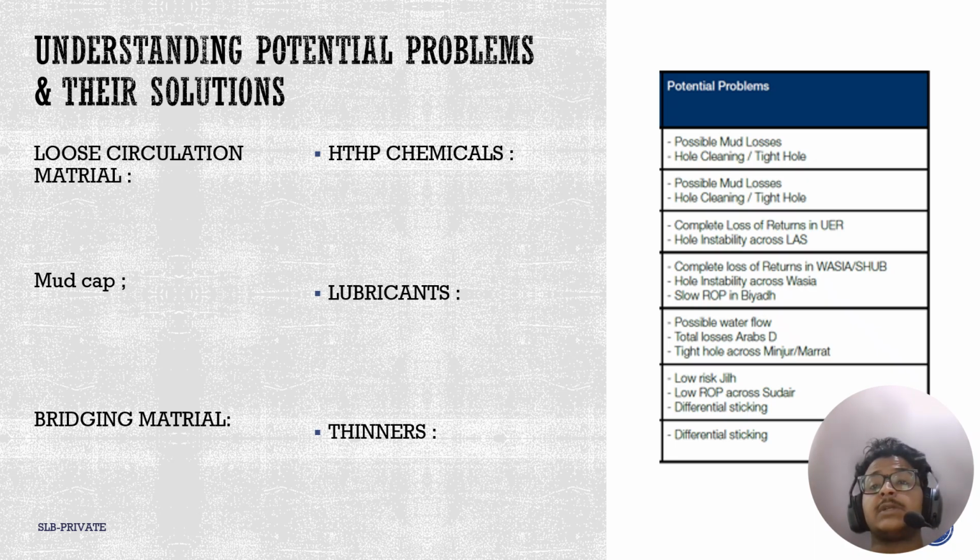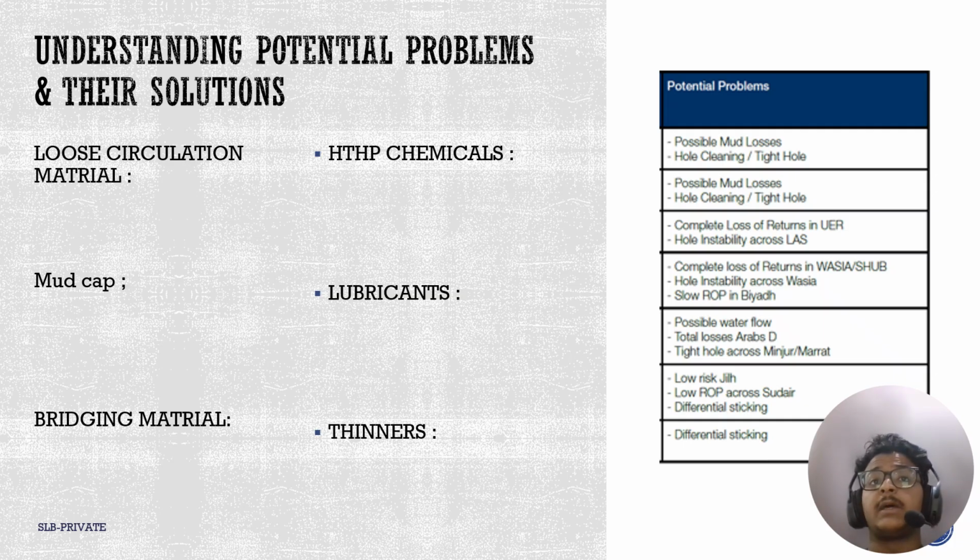Bridging material. Bridging material is for sustaining the formation for expected losses. So we use it before having a loss to sustain and stabilize the formation from breaking in and sealing the formation.